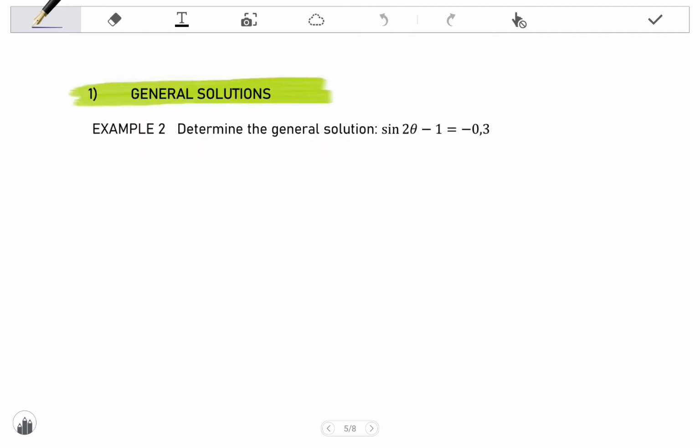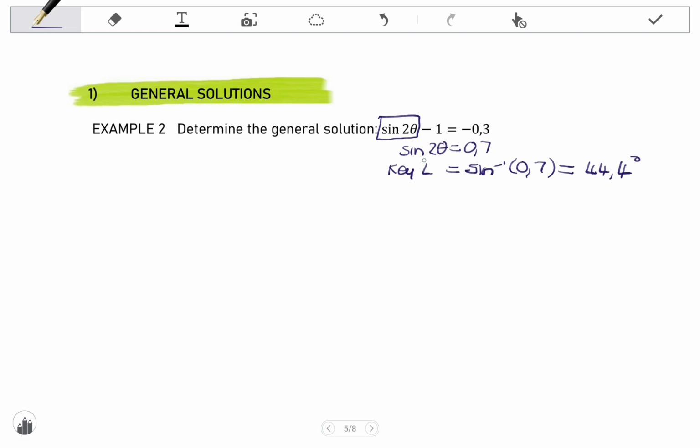Looking at the second example, it says determine the general solution sine 2 theta minus 1 equals negative 0,3. Okay, so first step is to isolate the trig function. This is the trig function. So I want it on its own on one side of the equal sign. So I'm going to add 1. So I have sine 2 theta equals negative 0,3 plus 1 is 0,7. Next step is to find the key angle. So the key angle is equal to arc sine of the value, which is 0,7, and that gives us 44,4 degrees rounded off to 1 decimal place.